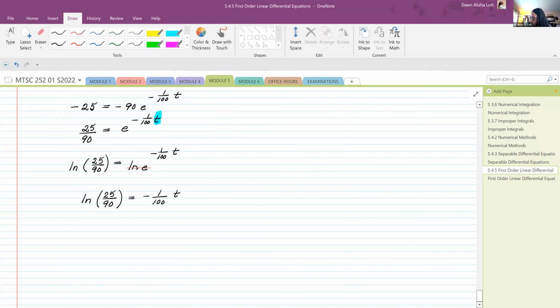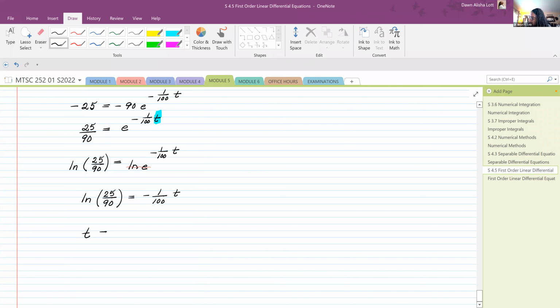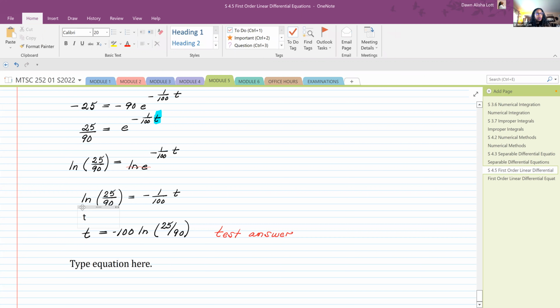So t then becomes negative 100 times the natural log of 25 over 90. Now, if you're on a test, that's your answer. This is a test answer. That's what I would look for. A homework answer, well, they're going to want you to be a little bit more specific.